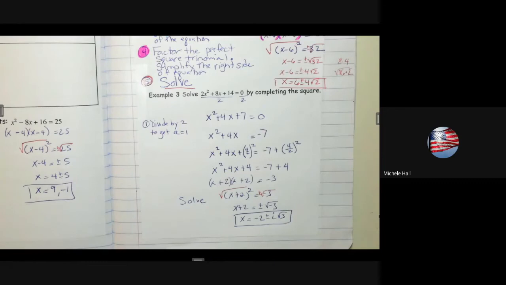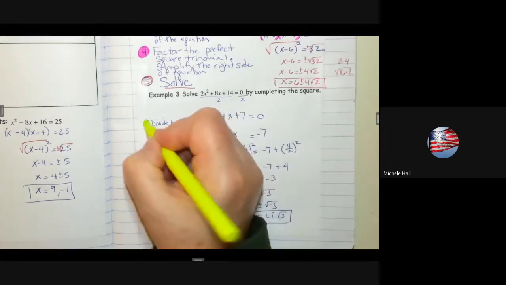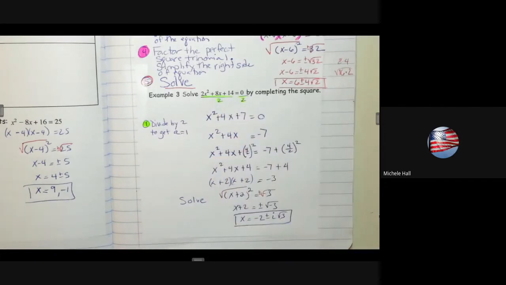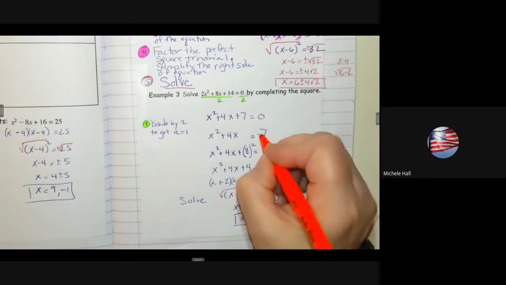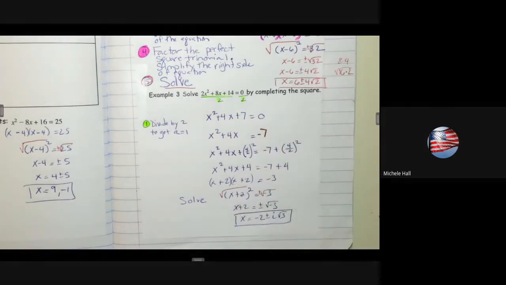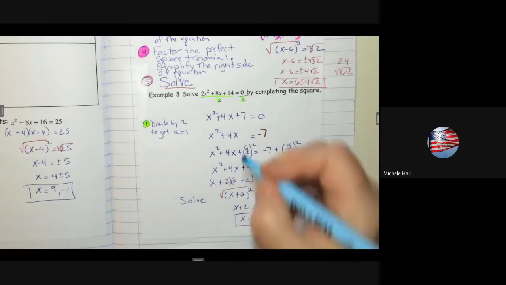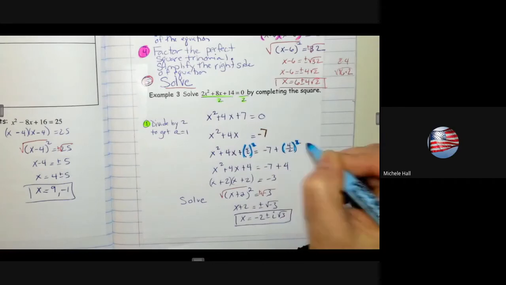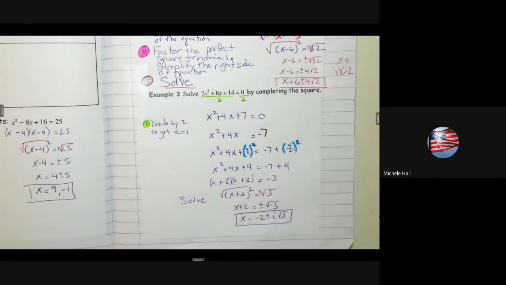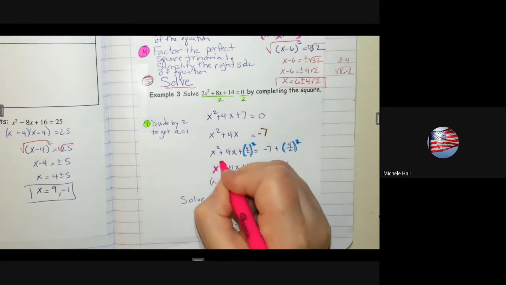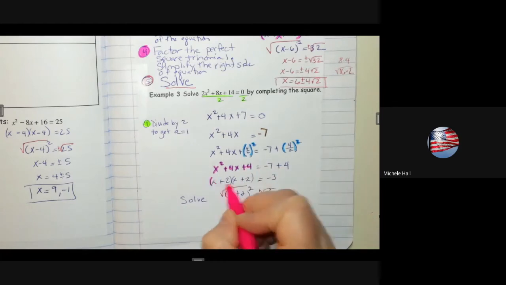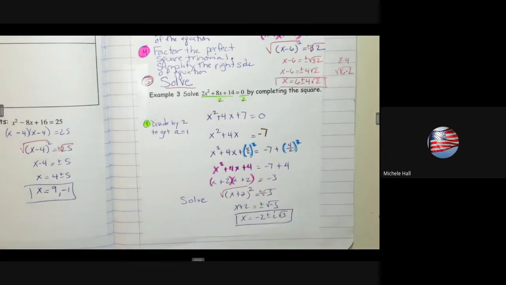So step 1. Step 2 is to move the constant to the other side. Step 3 was to make a perfect square trinomial on both sides. Step 4 was to create a factored form from the perfect square trinomial. And the last step was to solve.